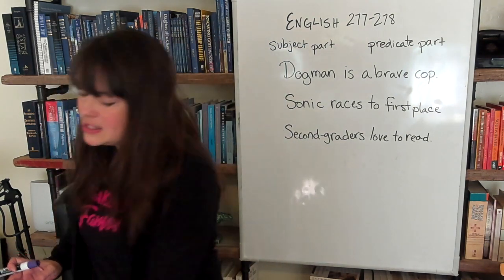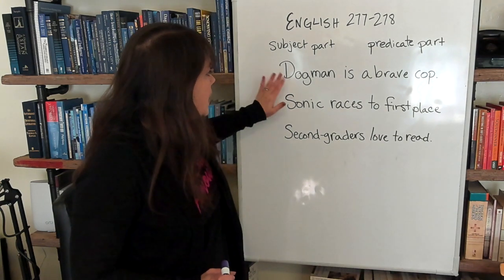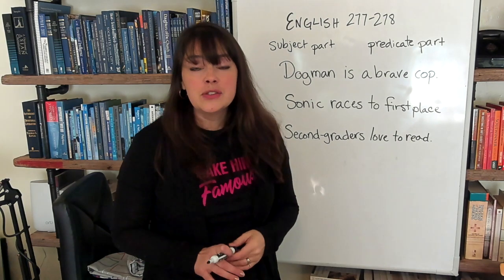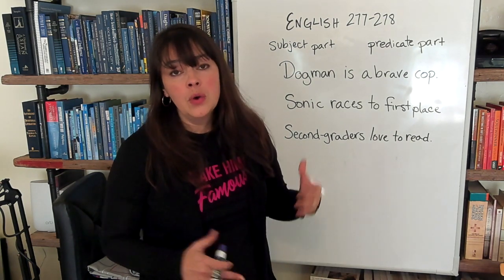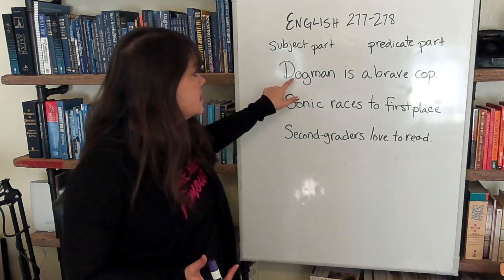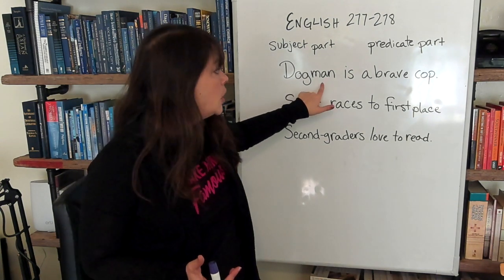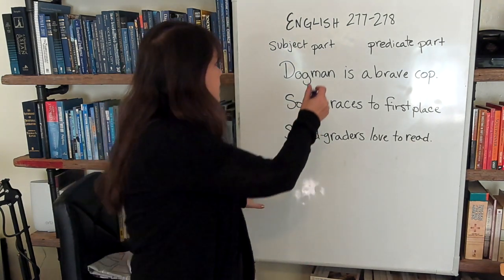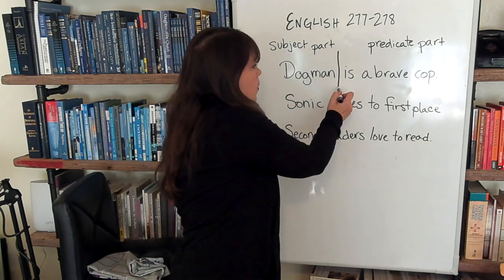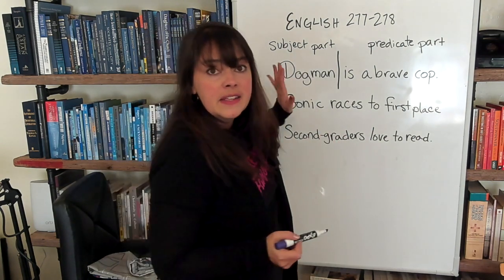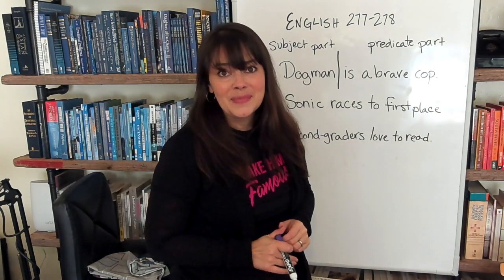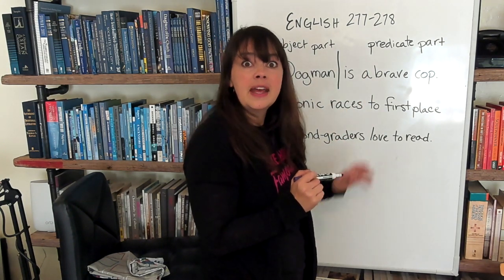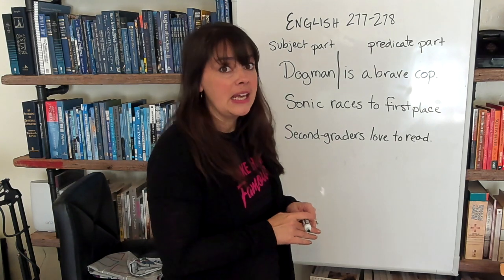Now, let's look at these sentences. Dogman is a brave cop. Well, if the subject part is who or what the sentence is about, which part of this sentence is the subject part? Dogman or is a brave cop? Dogman. We can draw one line right between to divide the subject part from the predicate part, right? This verb right here, is, that's our clue that here's where the predicate part is beginning, all right?